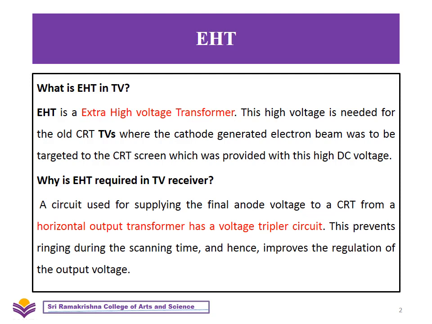CRT is nothing but a cathode ray tube. So why are we using the EHT in a TV receiver? It is a circuit mainly used for supplying the final anode voltage to the CRT from a horizontal output. This horizontal output is obtained from a horizontal deflection amplifier. This horizontal deflection amplifier receives the input from the horizontal oscillator. The horizontal oscillator receives the input from the high pass filter circuit. The input to the high pass filter circuit is a synchronizing pulse.